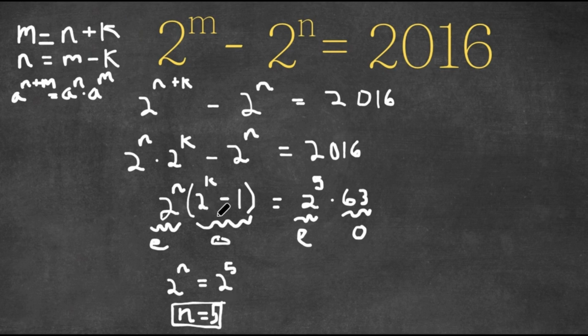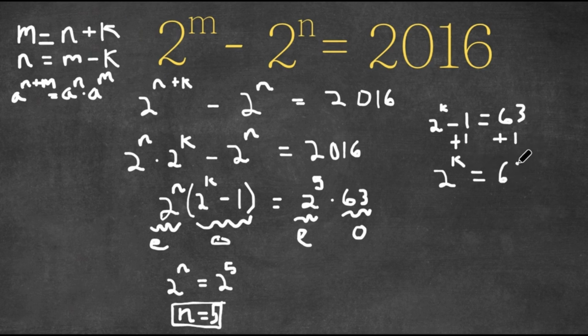And now we're going to set the odds equal to each other. So 2 to the power of k minus 1 is equal to 63. So now if I add 1 on both sides, I get 2 to the power of k equals 63 plus 1, which is 64. And 2 to the power of what equals 64? 6. So k is equal to 6.